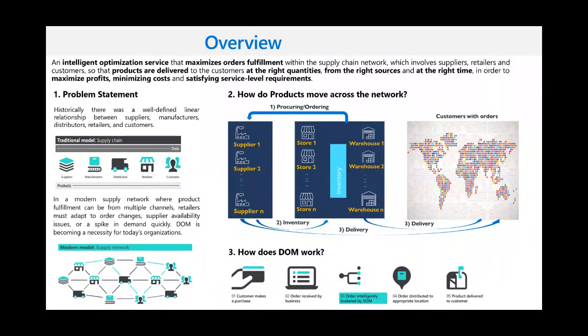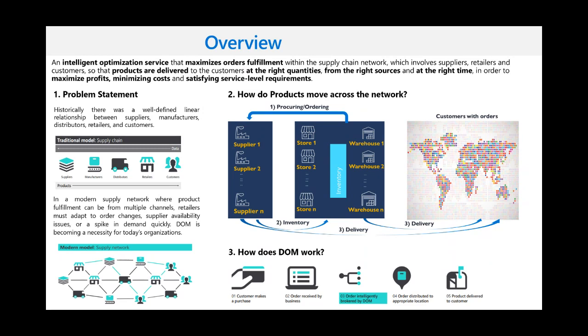So basically, distributed order management is an intelligent optimization service that uses mixed integer programming to maximize order fulfillment while minimizing costs within the supply chain network. Historically, there was a well-defined relationship between suppliers, manufacturers, distributors, retailers, and customers. With the modern supply chain network, where product fulfillment can be done from multiple channels, retailers must adapt to order changes, spikes in demand, and supplier delays and changes.